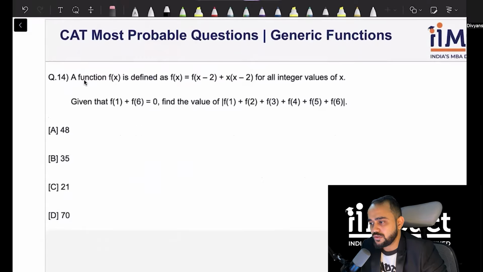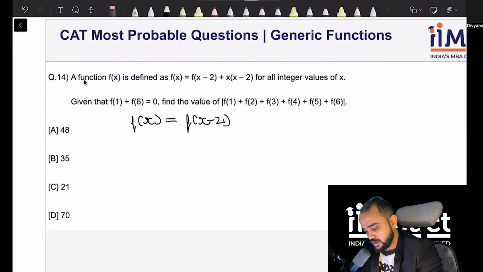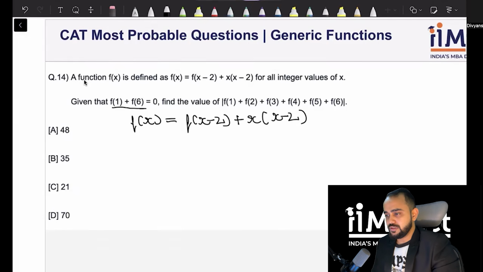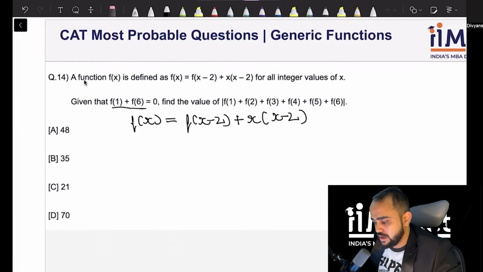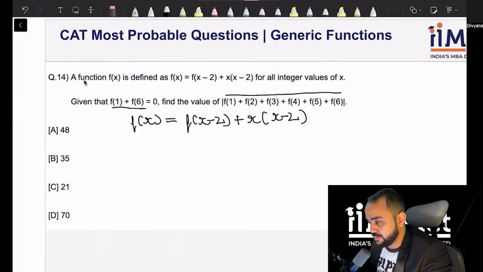All right, moving on to the next question. Now f of x is given to me as f of x minus 2 plus x into x minus 2. I am given f of 1 plus f of 6 as 0, and I have to find the sum of these six terms.